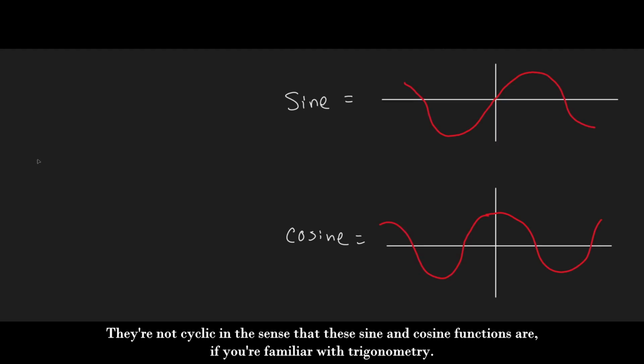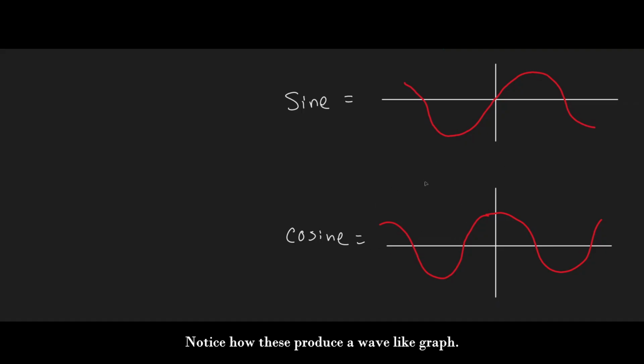For our final lesson on complex numbers, we're going to look at an interesting property that's uncovered when we have i raised to different powers. A few lessons ago, I mentioned that i is somewhat cyclic. They are not cyclic in the sense that sine and cosine functions are, if you're familiar with trigonometry. Notice how these produce a wave-like graph. But i shows a pattern with each incremental value of n.